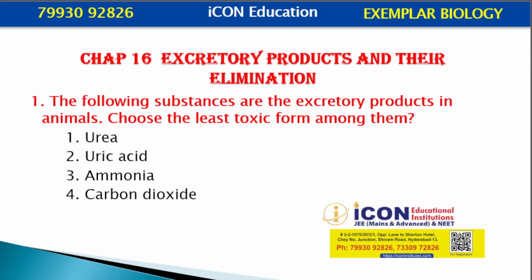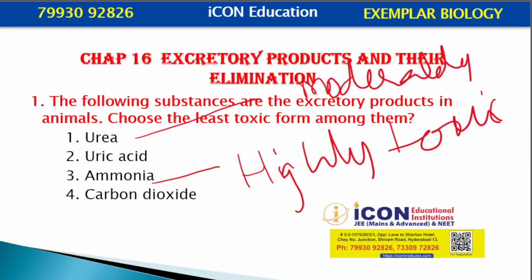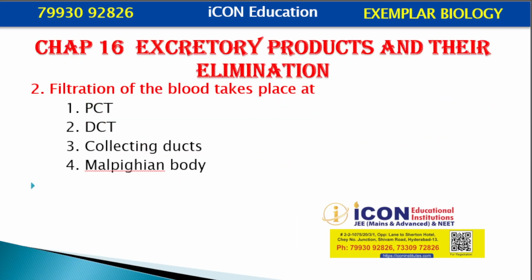First question. The following substances are the excretory products in animals. Choose the least toxic form among them. Here urea, uric acid, ammonia, carbon dioxide are given. Ammonia is highly toxic, urea is said to be moderately toxic. So who is the least toxic excretory material? Uric acid. Uric acid is said to be the least toxic excretory waste material.